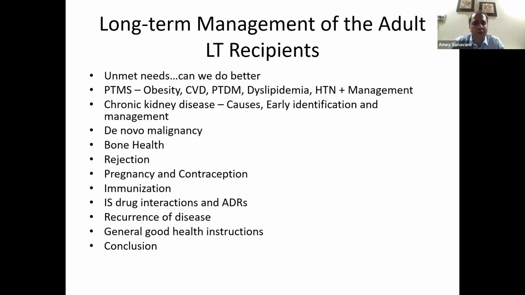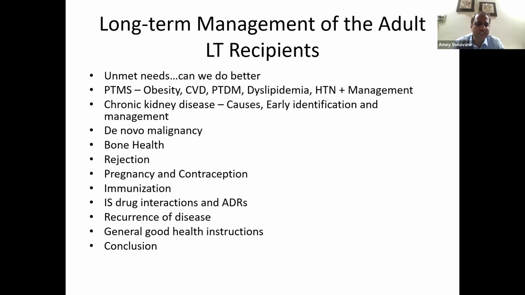So this would be the outline of my talk. We'll first talk about the unmet needs after liver transplant. Can we do a better job? We'll look at post-transplant metabolic syndrome, which includes a gamut of problems like obesity, cardiovascular disease, diabetes, dyslipidemia, hypertension, and the management for the same. We look at chronic kidney disease, the causes of chronic kidney disease post-transplant, early identification of these patients and how we manage them. We'll have a couple of slides about de novo malignancy and recurrence of hepatocellular carcinoma if that was the indication for transplant.